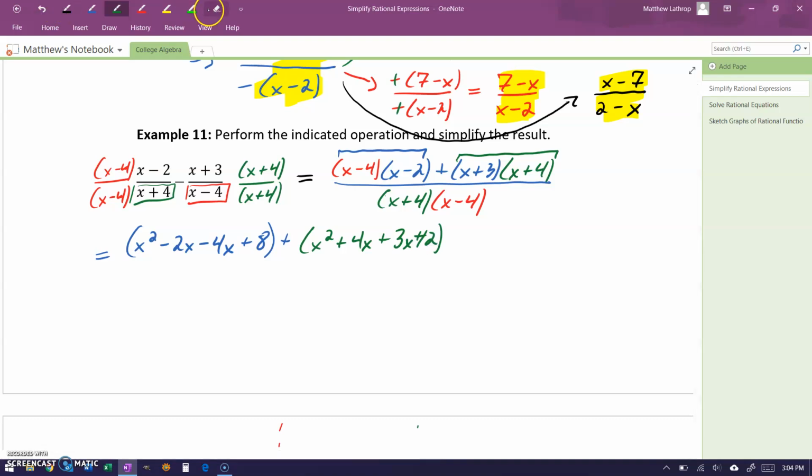And I'm sorry, I just noticed a small mistake. That should be minus. So we're subtracting those two expressions, all over x plus 4 times x minus 4.